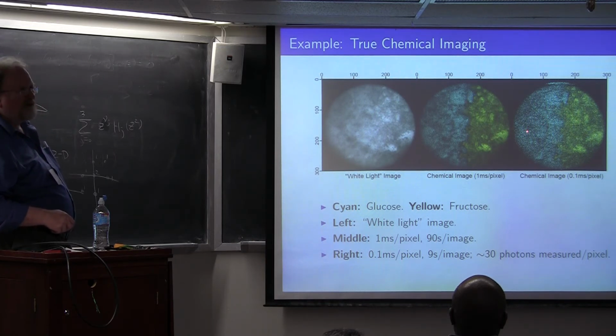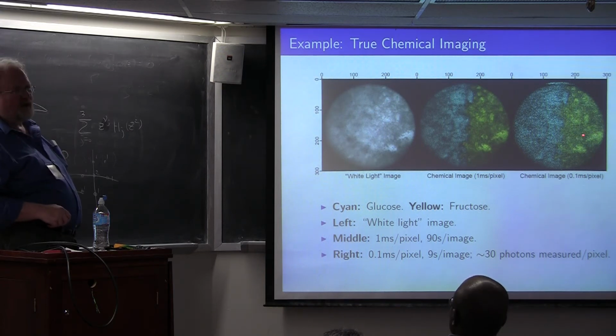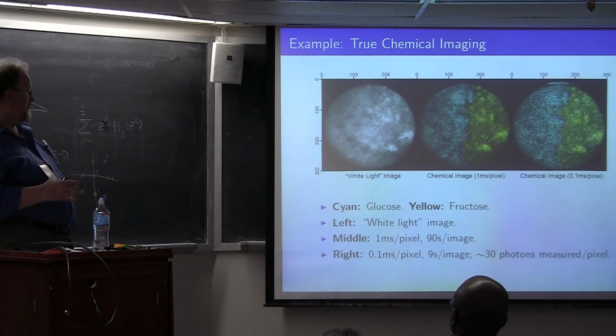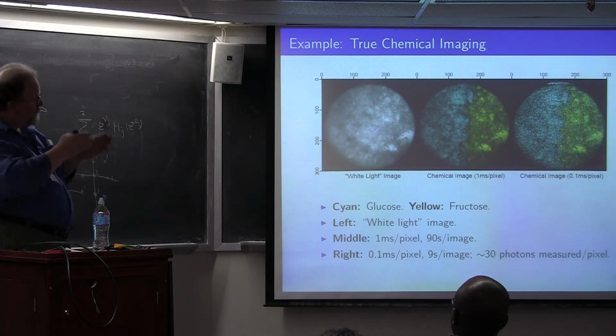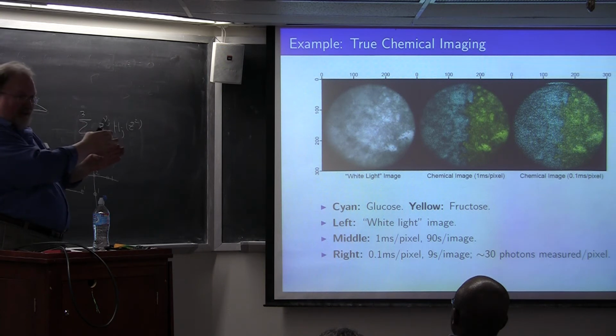So you see there's more noise, but it still looks pretty good. And this measures 30 photons per pixel. So I can tell this sugar from that sugar at 30 photons per pixel. Now I have to admit, this is still an easy problem. If you had different pairs of sugars, it could take up to a few hundred photons per pixel, and then you really have to be sure your laser is aligned correctly and everything, but you can still do it.